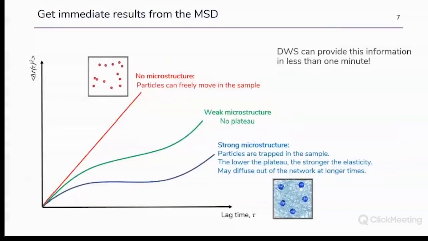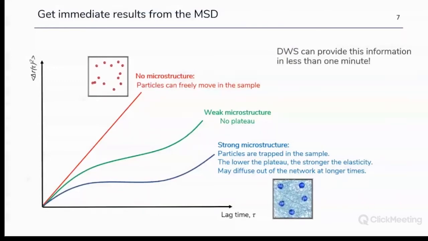Here we see a plot of the mean square displacement as a function of time, and the red curve illustrates the behavior of a sample in which no microstructure is present and in which the particles are free to move. In this case, the mean square displacement will evolve linearly with time, because as time elapses, the particles travel and cover the whole space in a diffusive manner.